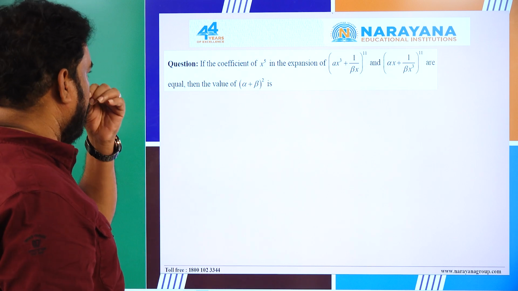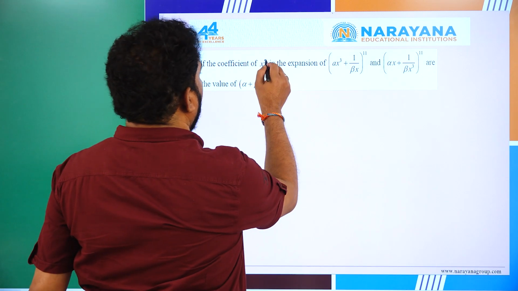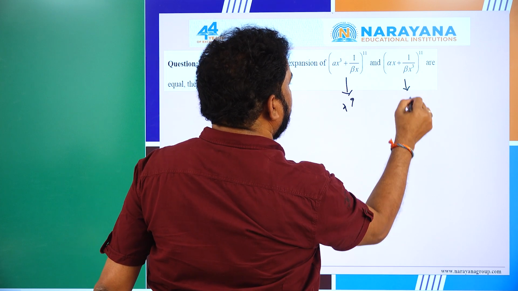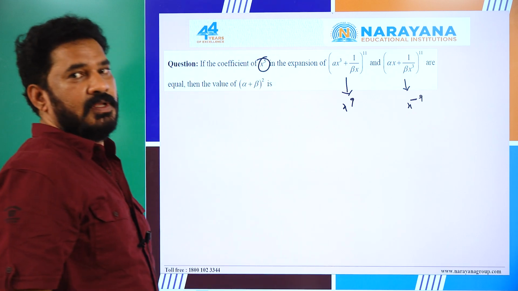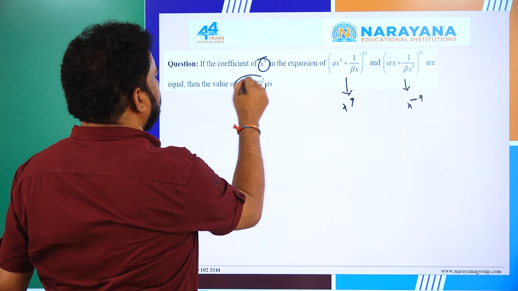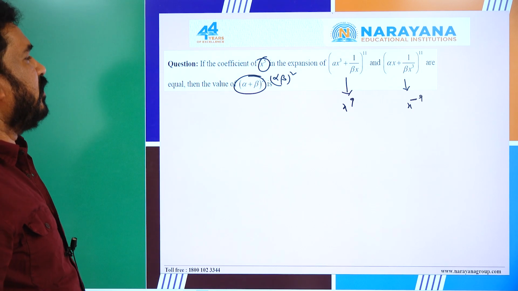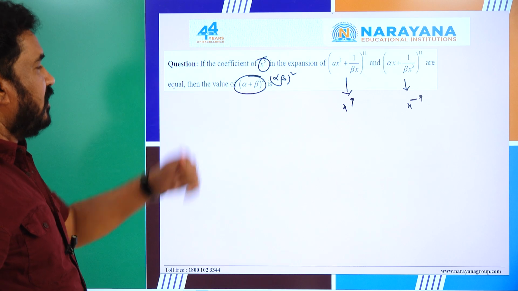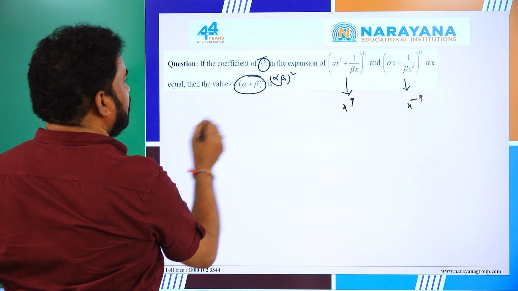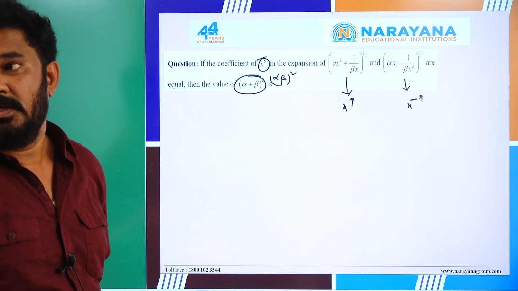This is a binomial theorem question. I think something is wrong here. From this, the x power 9 coefficient and from this the x power minus 9 coefficient are equal. There may be some typing mistake. I think the question must be alpha beta whole square. I have taken this question from another student, and he told the same thing. To find the x power 9 coefficient or x power minus 9 coefficient, we have to take the general term.